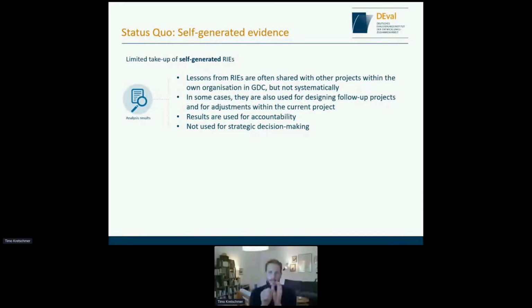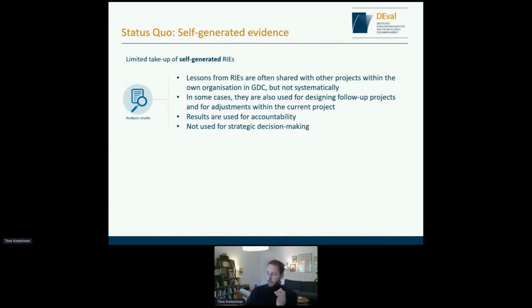We see that lessons from RAEs are often shared with other projects within the own organization, but not really systematically. In some cases, they are used for designing follow-up projects and adjustments, but also not systematically. Results are sometimes or often used for accountability, but they are not used for strategic decision-making.